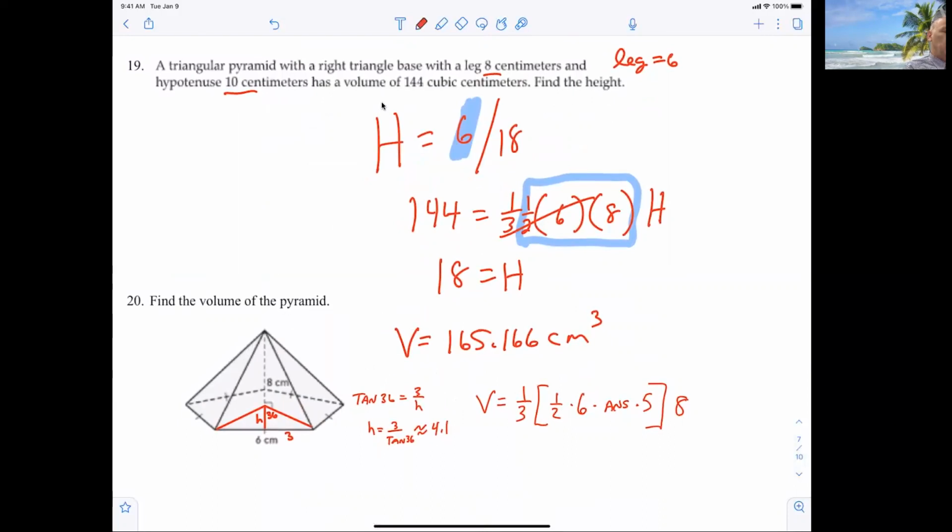Did you do 1/3 times 1/2 bh times capital H? Volume equals 1/3 the area of the base. The base is a triangle, so that's 1/2 little b little h times capital H. This is the triangle, right? So it's 1/3 times 1/2 times 6 times 8 times h equals 144. You agree with that or not? Yeah. Okay, Sam.